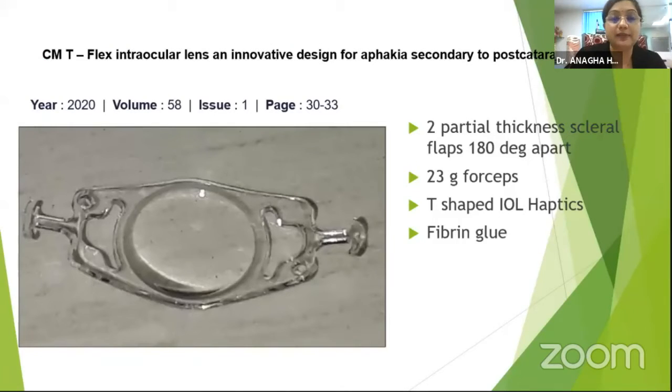Now, today we also have the newer innovative design of the CMT T Flex IOL, which as you can see here, has T-shaped IOL haptics. You can use a 23 gauge forceps, and again at the two ends at 180 degrees apart, underneath a partial thickness scleral flap, you can use these techniques.